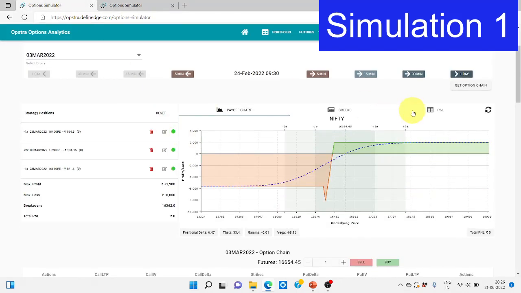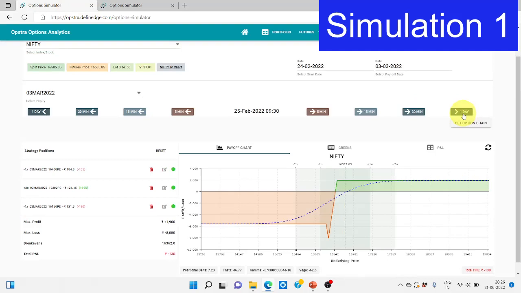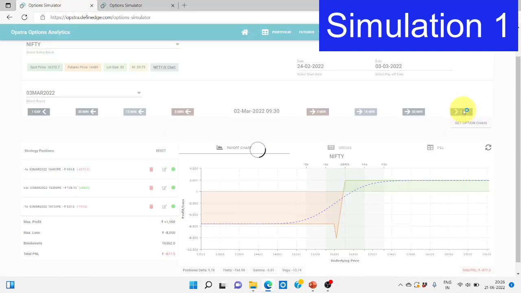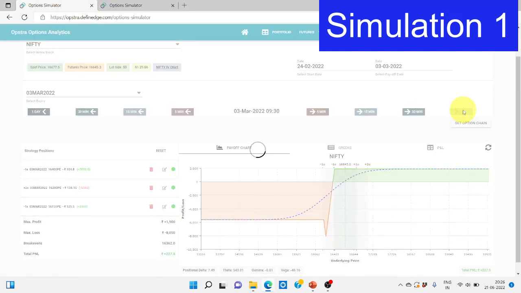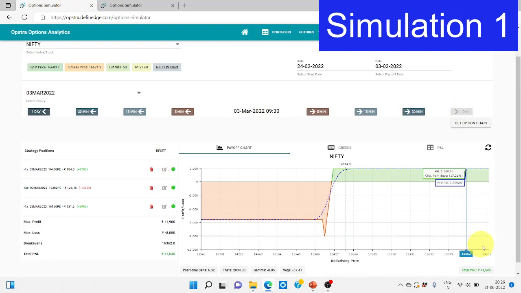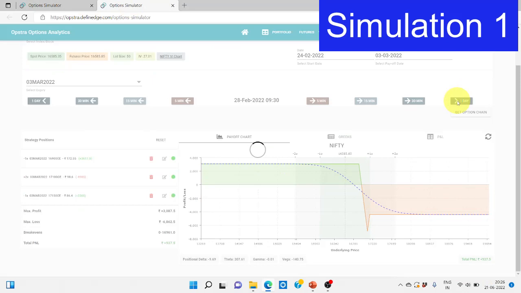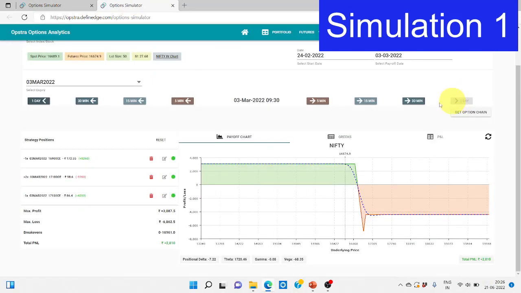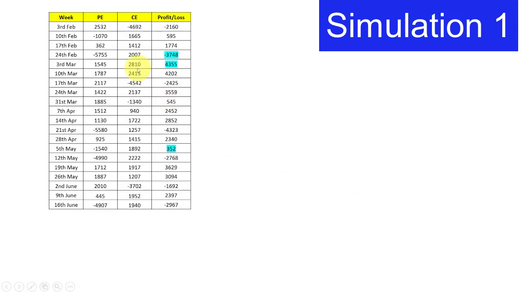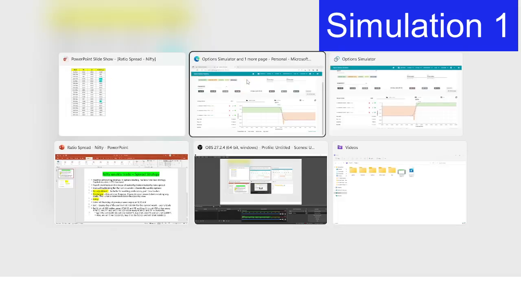Now we will see what happens on the expiry day, which is the 3rd of March. On the put side, we are collecting 1,545, so we are in profit. Similarly on the call side, we are in profit again, which is 2,810. So 2,810 on the call side and 1,545 on the put side makes 4,355 in profit.